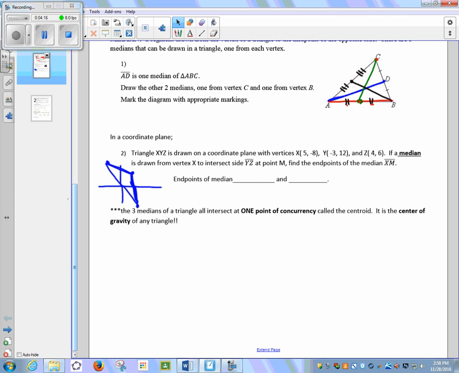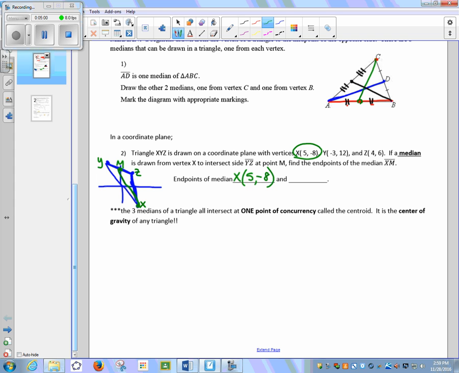Okay. It says if the median is drawn from, this is X, this is Y, and this is Z. If the median is drawn from vertex X to intersect side YZ at point M, find the endpoints of the median XM. Well, we know that one endpoint of the median is at X, and those coordinates are 5, -8, so that's one endpoint of the median.